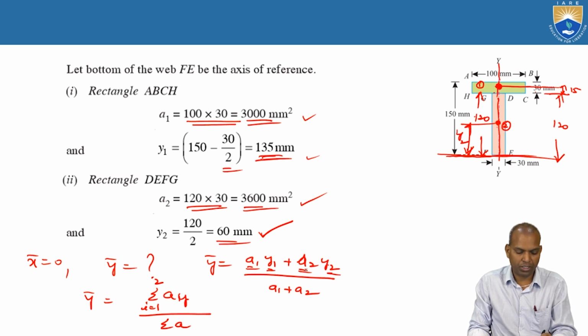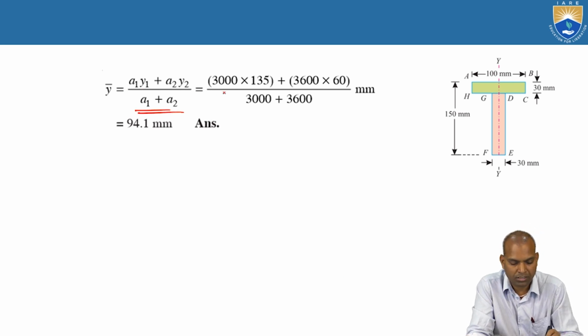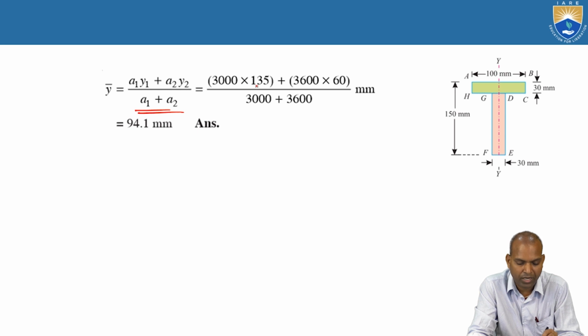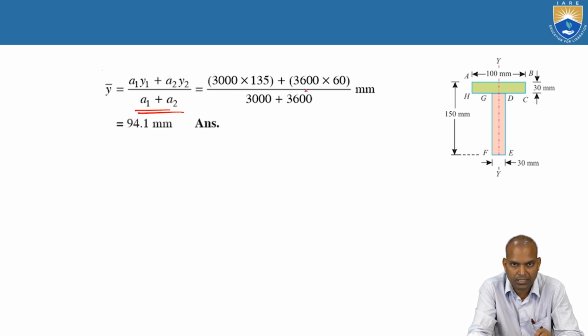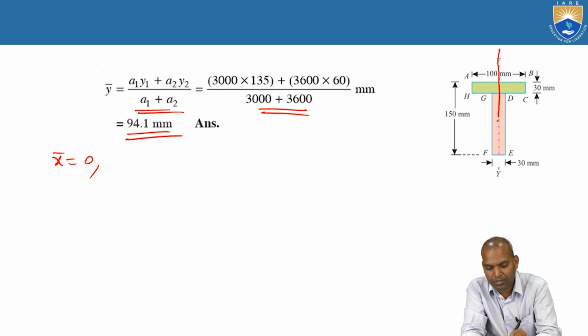Now substitute A1, Y1 and A2, Y2 in the expression for bar Y, that is A1 Y1 plus A2 Y2 by A1 plus A2. A1 is 3000 square millimeters, Y1 is 135 millimeters, plus A2 is 3600 square millimeters and Y2 is 60 millimeters, divided by the sum of 3000 plus 3600. Bar Y we got as 94.1 millimeters. Bar X is 0, since it is symmetrical about the vertical axis, and the reference axis becomes the symmetrical axis.